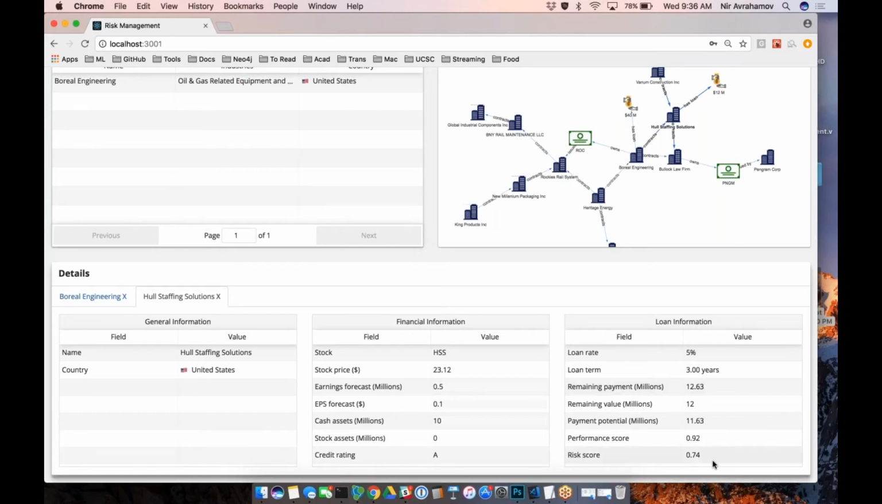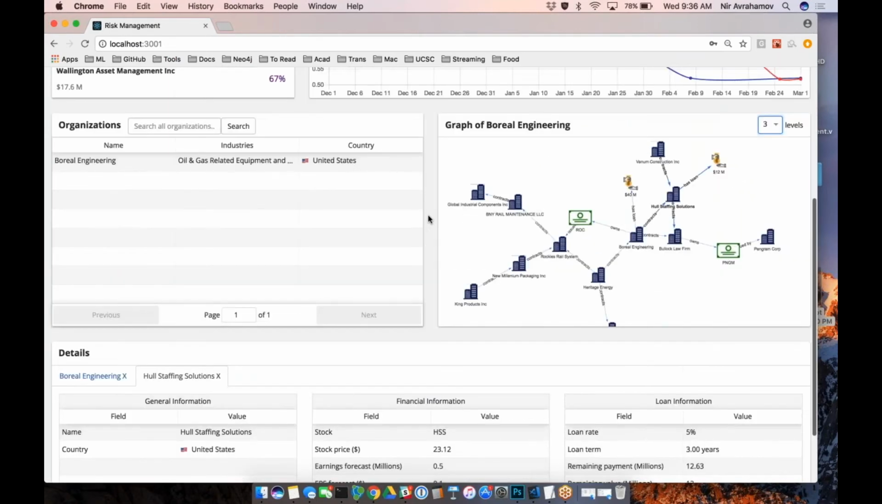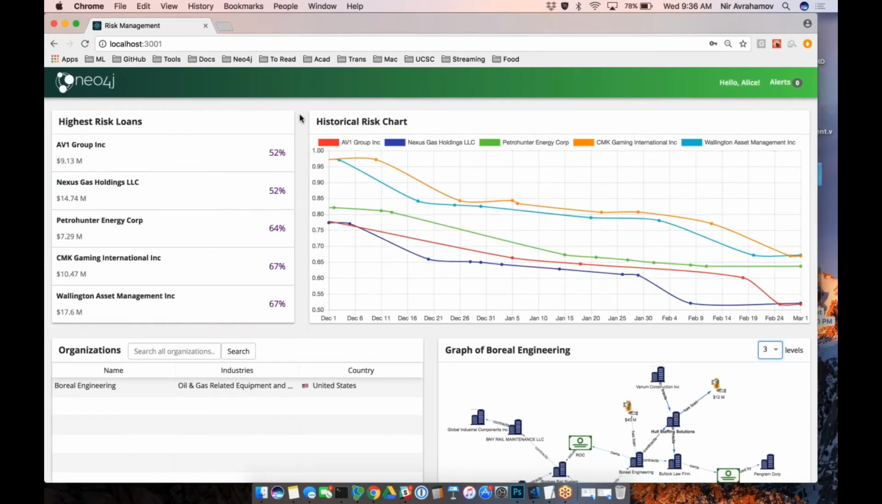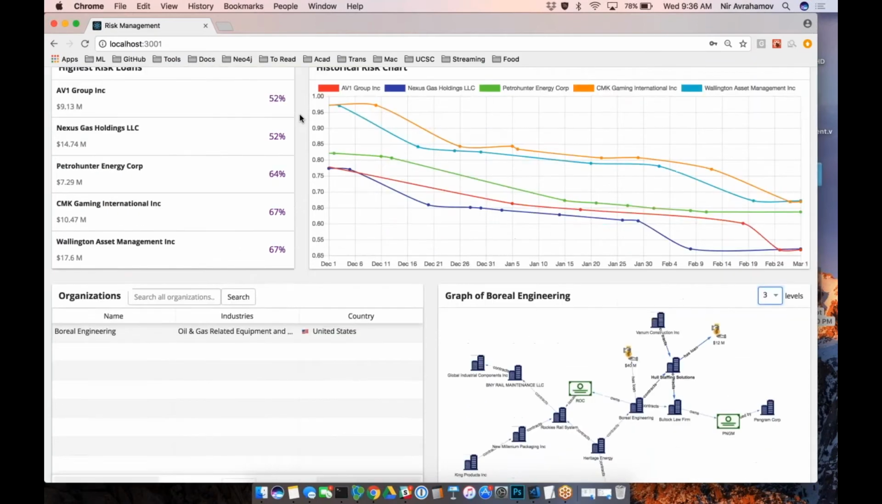So as we can see with house staffing, the risk score is right now 74%. The credit rating is A, so the loan is looking pretty good. They have the ability to pay and so on. But let's see how this scenario develops. Nir, do you have anything to add? No, that's pretty well covered.